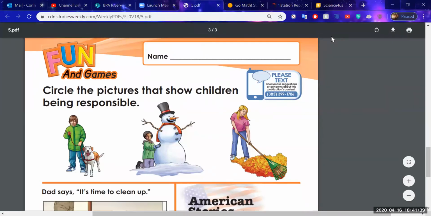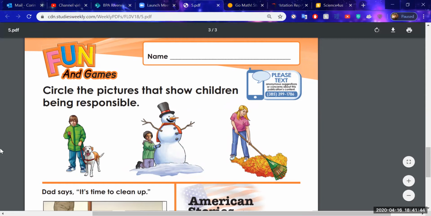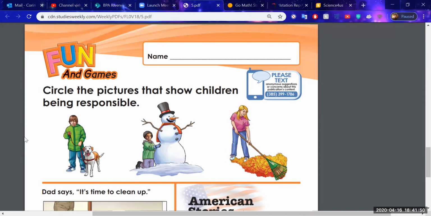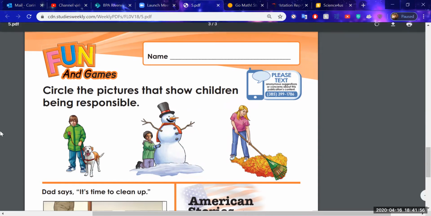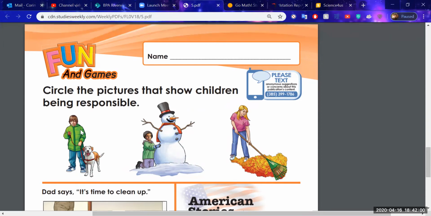The very first thing that we are going to do is look at these pictures. Hopefully you can see my screen. I want you to tell me, what do you see in the pictures? There's 1, 2, 3 pictures. What do you see? You might see a boy walking a dog. Might see a child playing in the snow, building a snowman. And you might see another person raking some leaves.